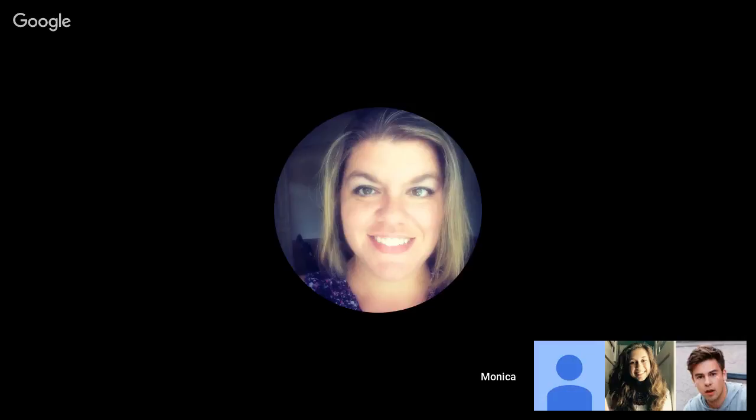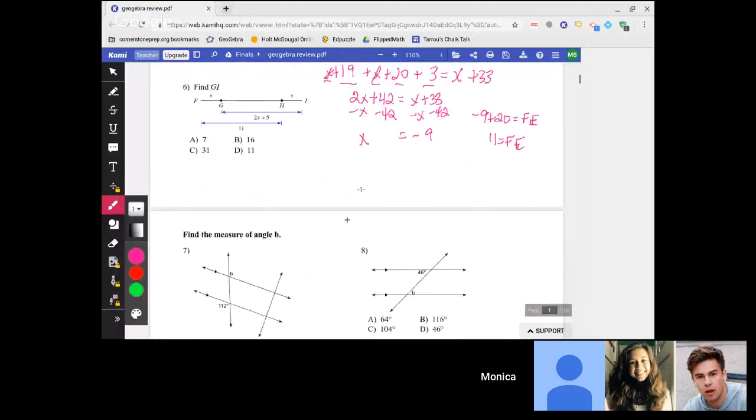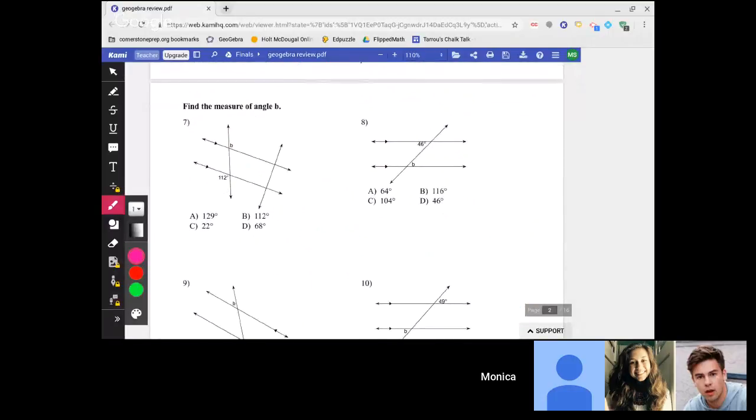So Madison, number 7, it's a little wonky looking because you have this other transversal over here. So kind of block that out and only look at the other side of it, okay? Only focus on this part here.